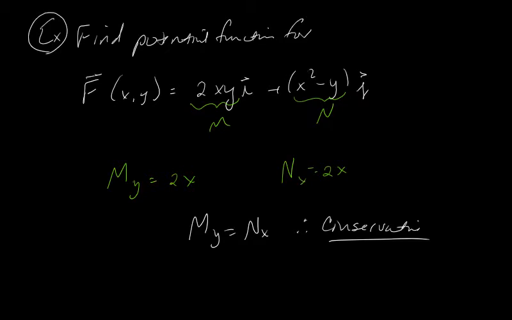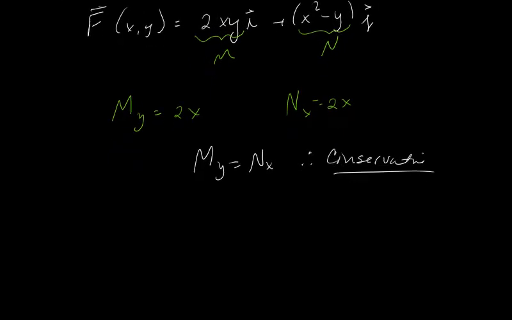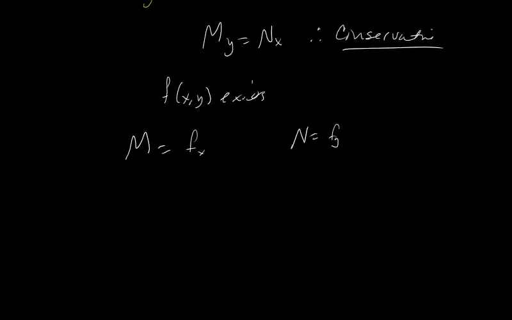So how do we find that? Well, it's actually pretty straightforward. We just integrate with respect to the individual variables. So f of x, y exists, and we have M is equal to the partial with respect to x, and N is equal to the partial with respect to y. So we want to find our function. So f of x, y is going to be equal to the integral of M dx, which is going to be equal to the integral of N dy.